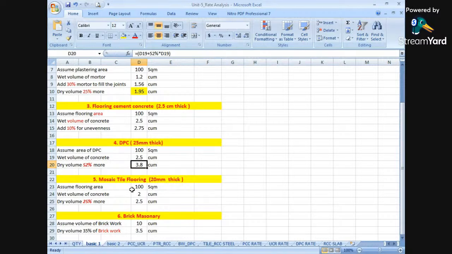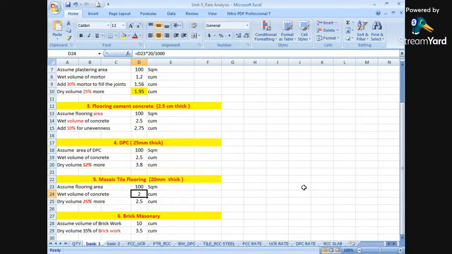So assuming the flooring area as 100, again the conversion of this area, which we have already repeated in the previous serial numbers, is the conversion of square meters into cubic content, that is quantity. So 100 multiplied by 20 divided by 1000, converting into meters. It comes to be 2 cubic meters.